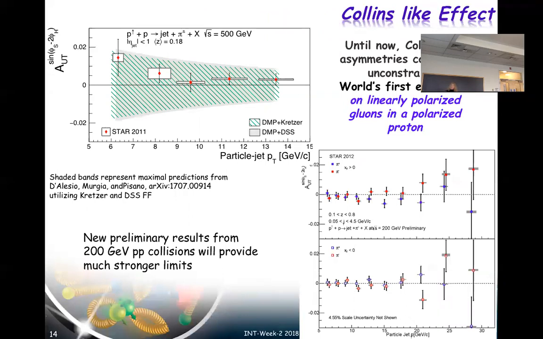Then here we have this Collins-like asymmetry of a hadron, again in a jet. Here for the 500 GeV, and that is for the 200 GeV data. So that probes linearly polarized gluons in a polarized proton. That is the first measurement ever, and you see the data with the uncertainties, and the 200 GeV data will put even more of a constraint on the theoretical predictions for this, because right now we don't have any data which could give any constraints on this. And what is shown here is a prediction by Umberto and colleagues for this observable.